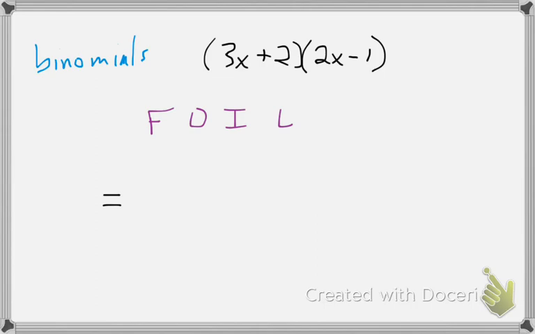So, multiply the firsts. What is 3x times 2x? 6x squared. Is everybody on board with that? Outside, what is 3x times negative 1? Negative 3x. Inside, what is 2 times 2x? Plus 4x. Last, what is 2 times negative 1?